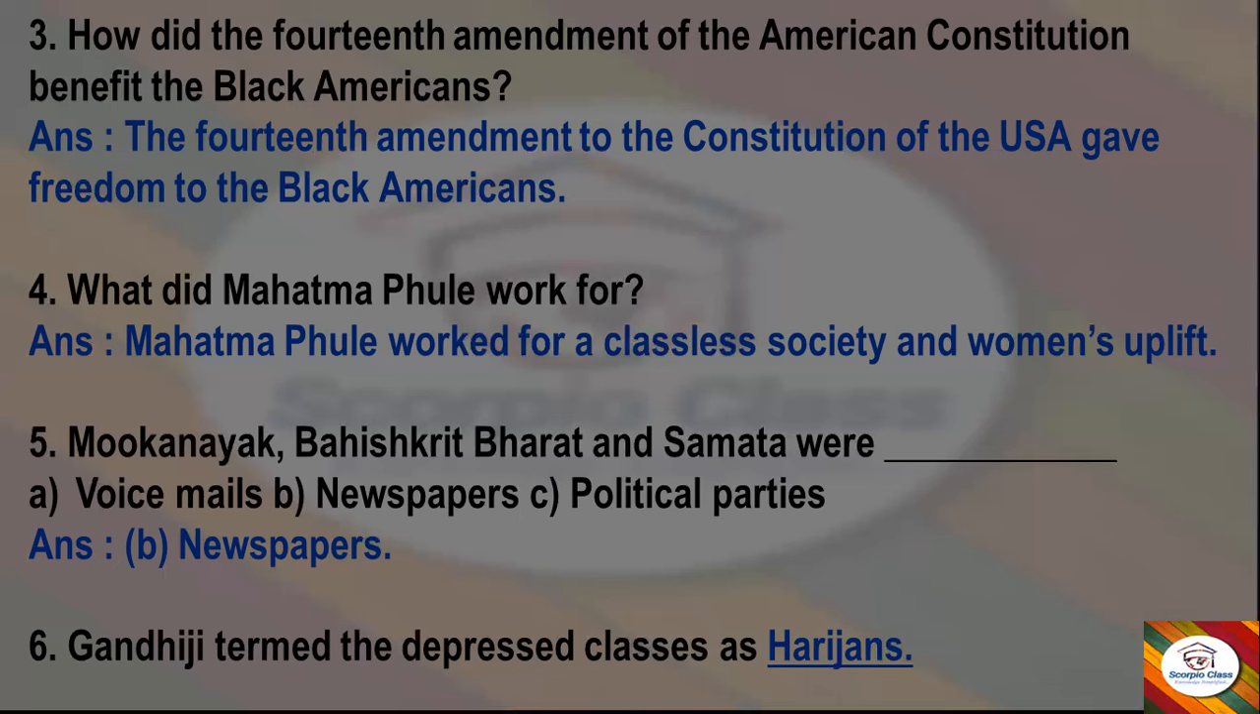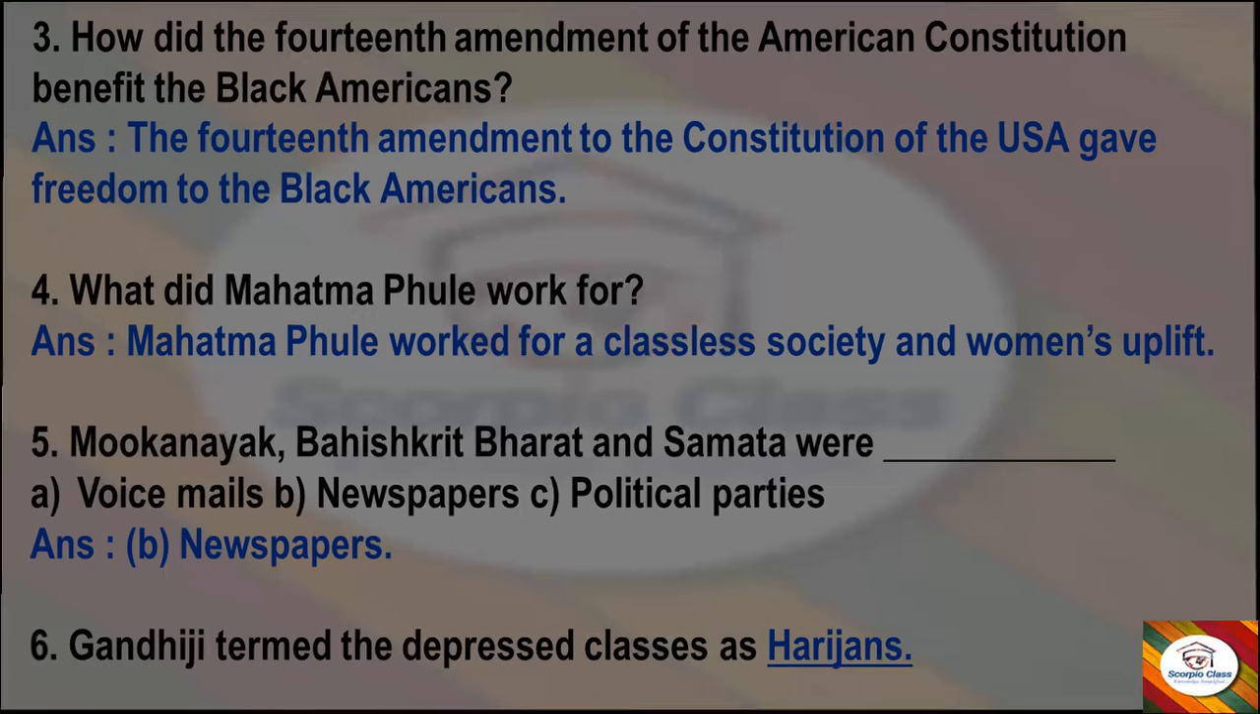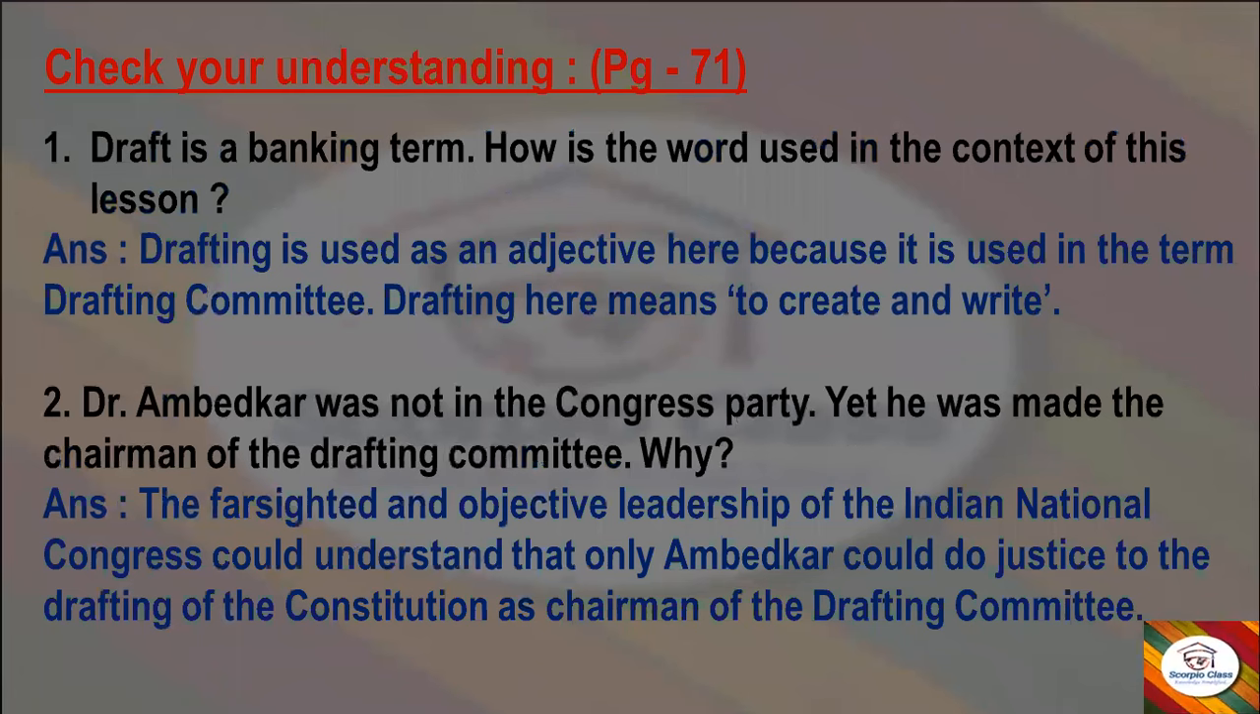Next question. Gandhiji termed the depressed classes as dash. Answer is Harijans. Now we have again check your understanding questions from your textbook page number 71. Your first question is, draft is a banking term. How is the word used in the context of this lesson? Answer, drafting is used as an adjective here because it is used in the term drafting committee. Drafting here means to create and write.